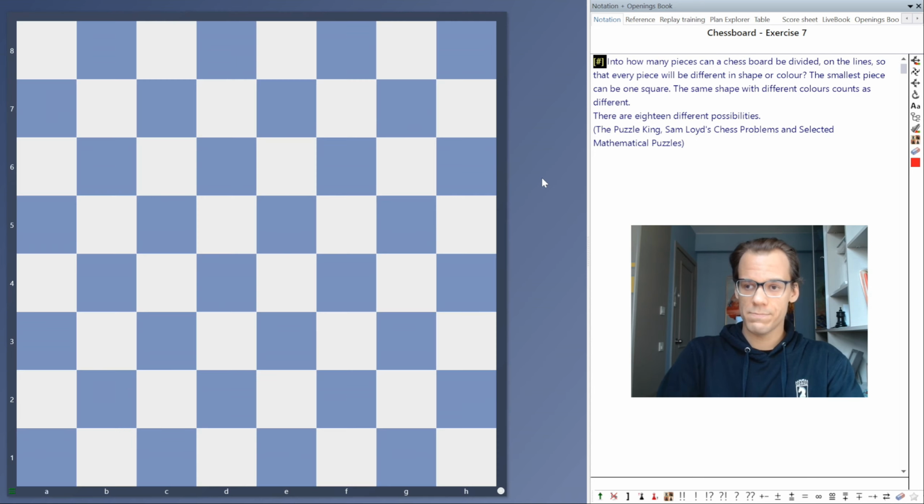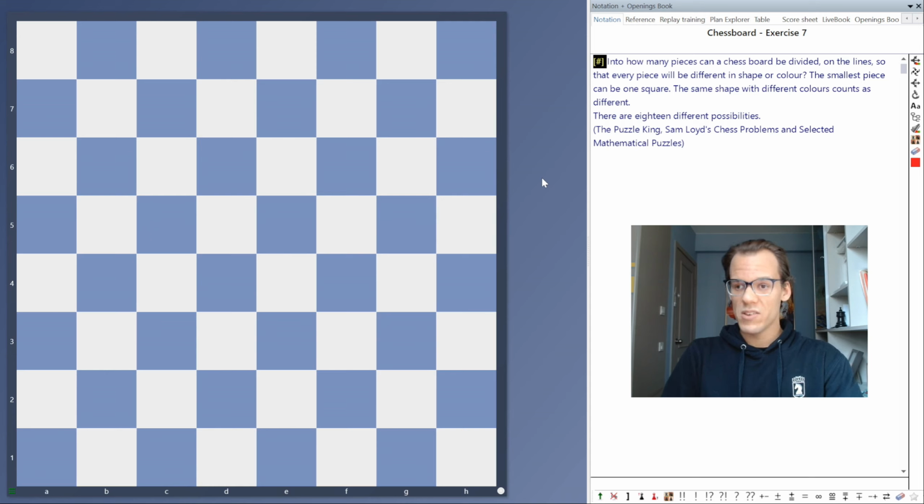And finally, this one is kind of interesting. I found it in Sam Loyd's book, The Puzzle King, Sam Loyd's chess problems and selected mathematical puzzles. He was a famous composer. So pretty challenging: into how many pieces can a chessboard be divided on the lines so that every piece will be different in shape or color?